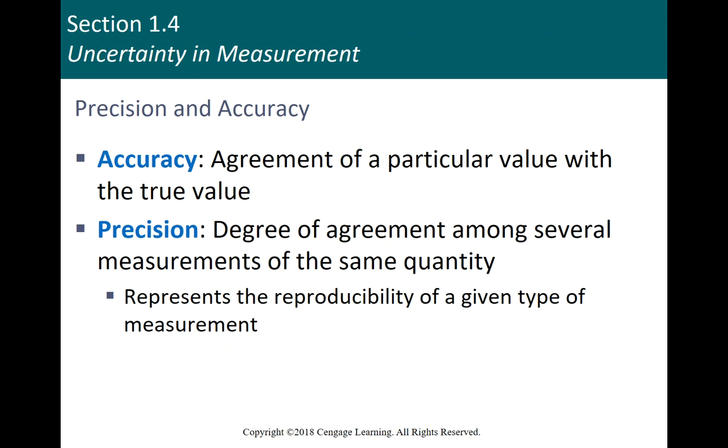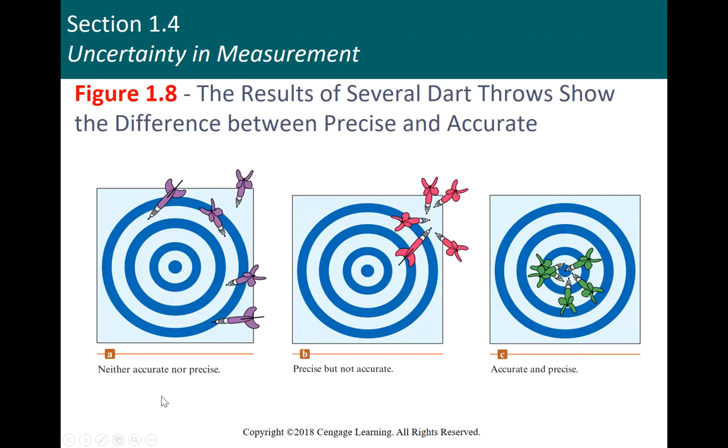Almost every chemistry book I've ever seen uses a dartboard to show these. And so in example A, these are neither accurate nor precise because accuracy would be hitting the bullseye. Precision would mean they are close together. So these are not accurate nor are they precise. In B, they are not accurate because they're not anywhere close to the bullseye, but they are precise because they're fairly close together. And then in C, we have both accuracy and precision because they are very close to the bullseye and all of the measurements are close together.